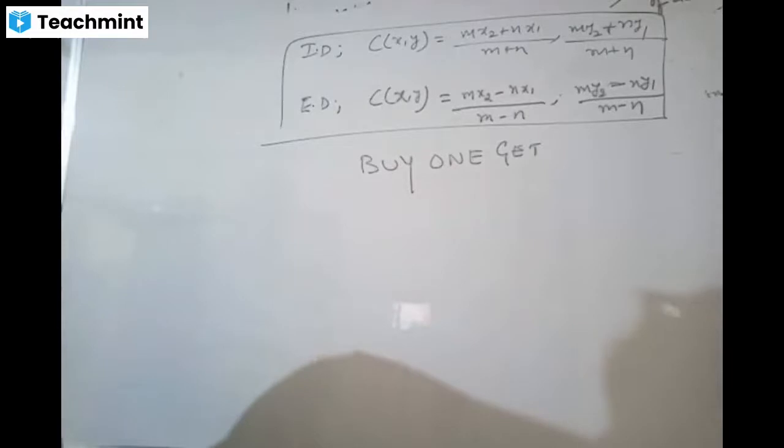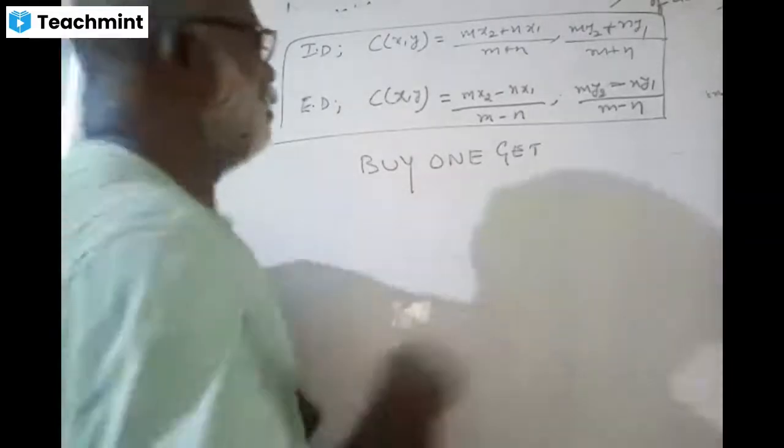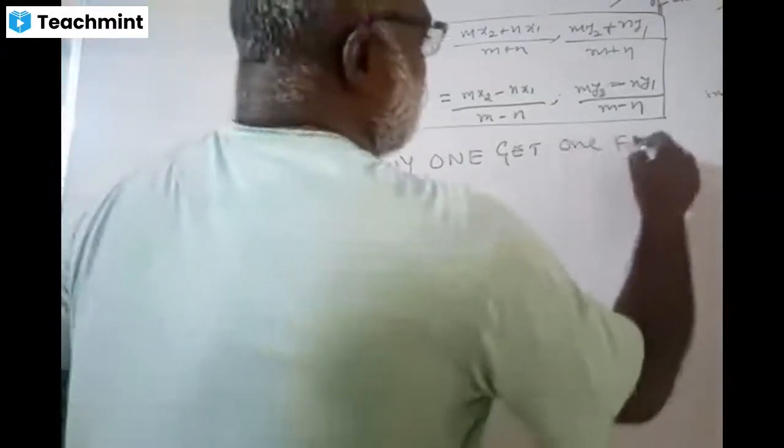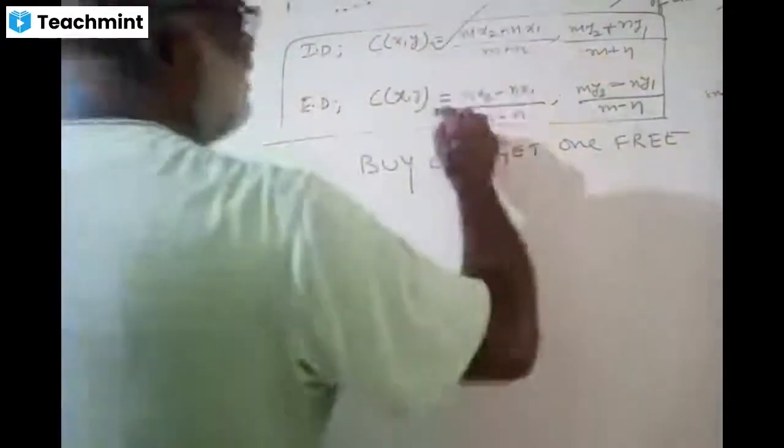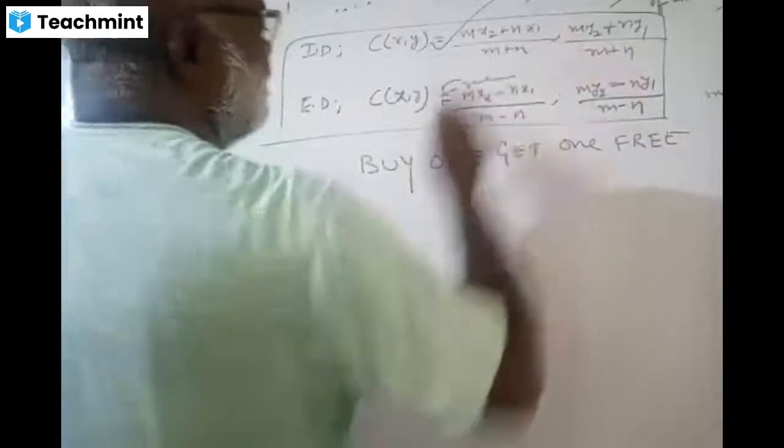Right. So from the section formula, buy one, get one free. Let us see, complete this. See this, you know this. You get this one free. This is free.